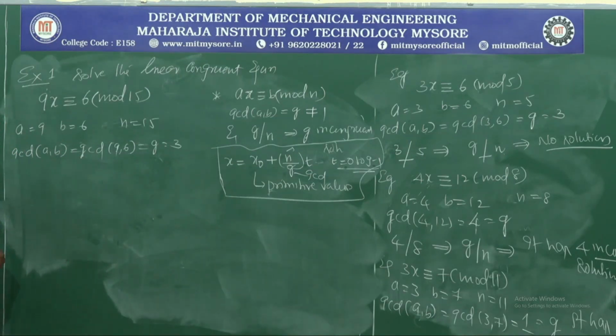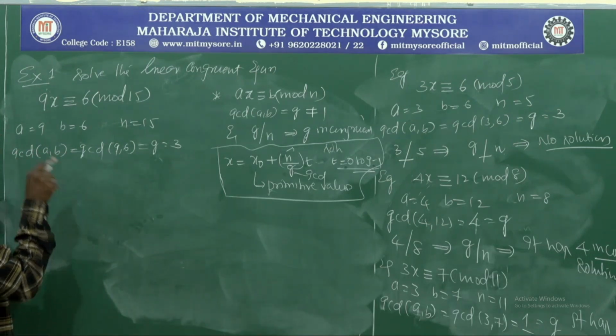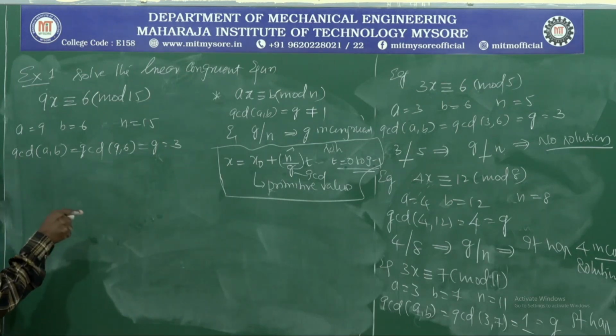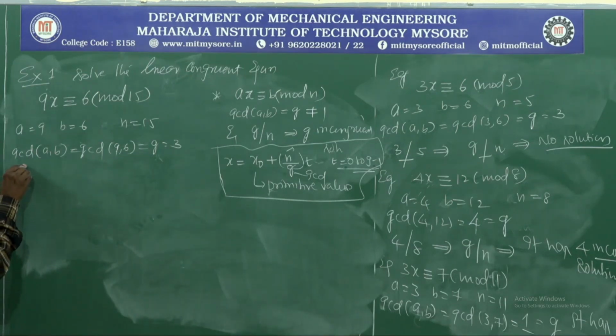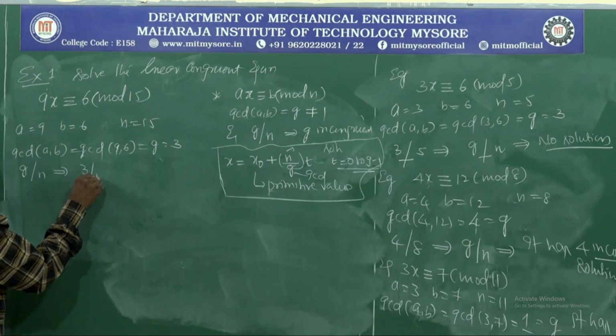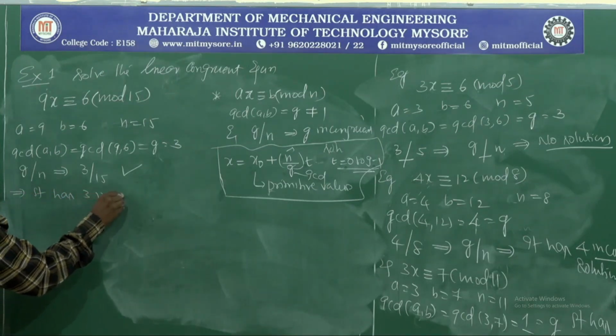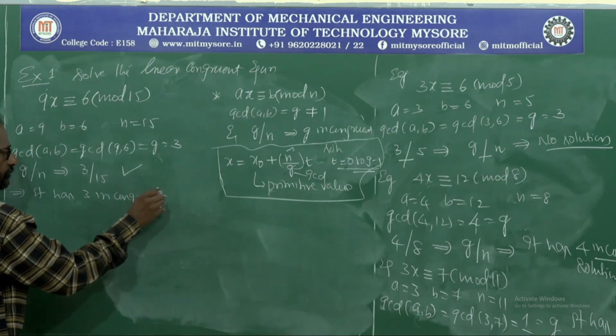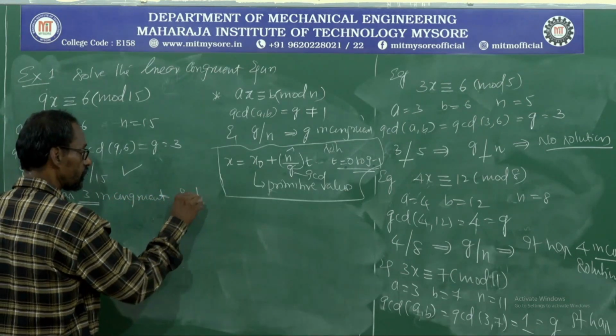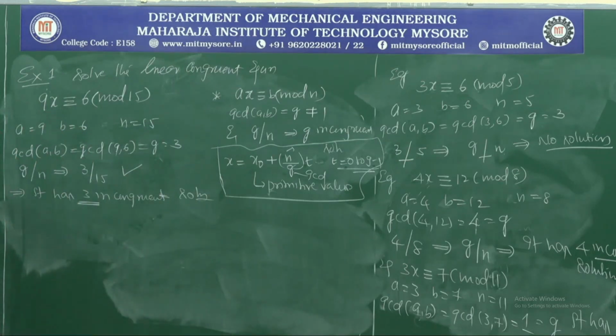The next question is, using that g, I want to know whether there is a solution, and if so, how many solutions. Consider g divides n. That implies 3 divides 15. Yes, 3 always divides 15. So it has more than one solution. That means it has 3 incongruent solutions. How do we find the 3 incongruent solutions?